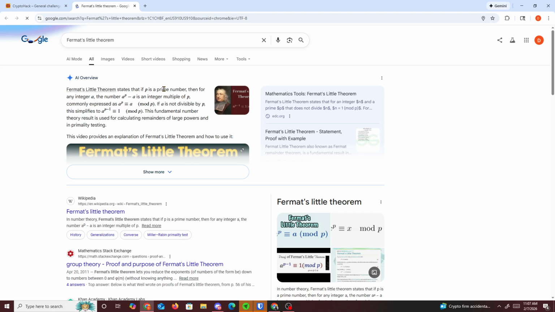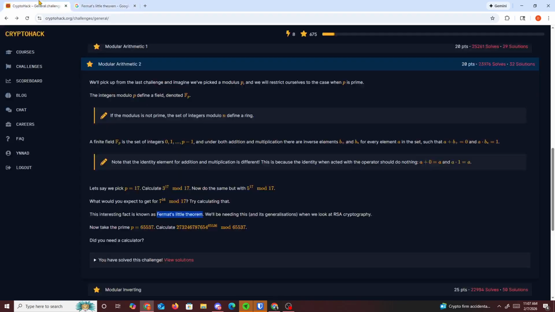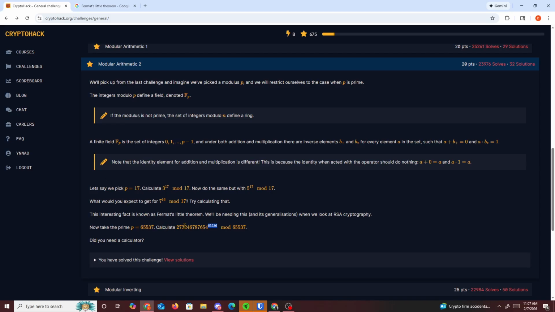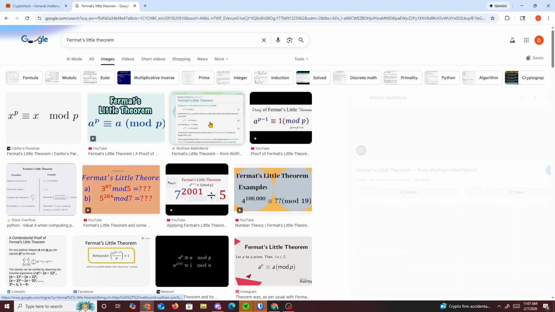Fermat states that if p is a prime number, then for any integer a, a to the power p is congruent to a modulo p. If a is not divisible by p, this simplifies to a to the power p minus 1 being congruent to 1 mod p. So if we look at this, x to the power p equals x mod p. This to the power of that is basically x mod p. Fermat's little theorem. Okay.